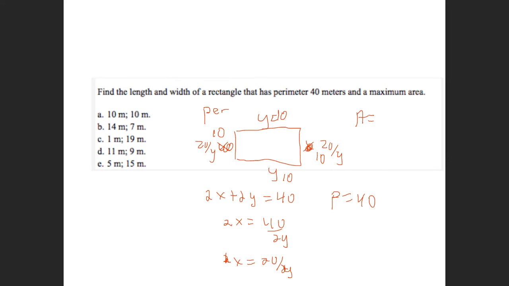All right. So that is called optimization problems. What you want to do is set the problems up and then solve them. After you take the derivative, set it equal to 0, and you should be able to come up with the maximum or minimum area, perimeter, volume. It really doesn't make a difference what you're doing.